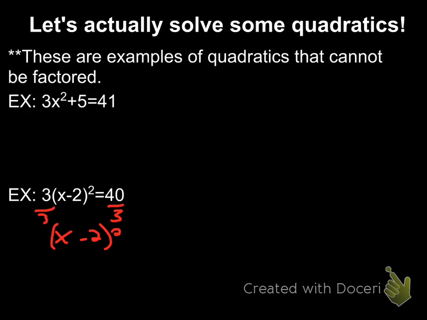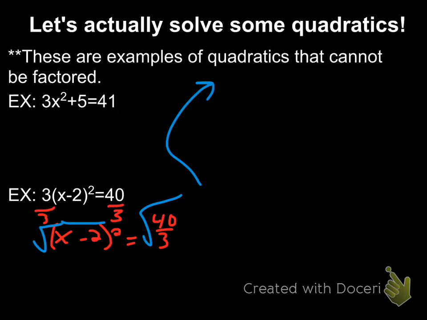X minus 2 squared equals 40 over 3. And now I've got to deal with that squared term. So how do I deal with the squared term? Right. So square root of both sides. And if I move up here, this is going to be then x minus 2 equals plus or minus the square root of 40 over 3.